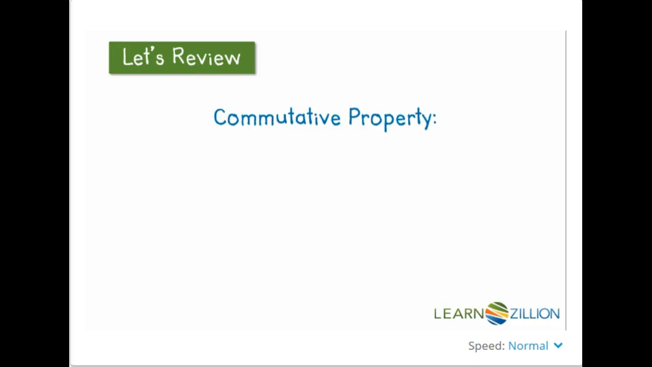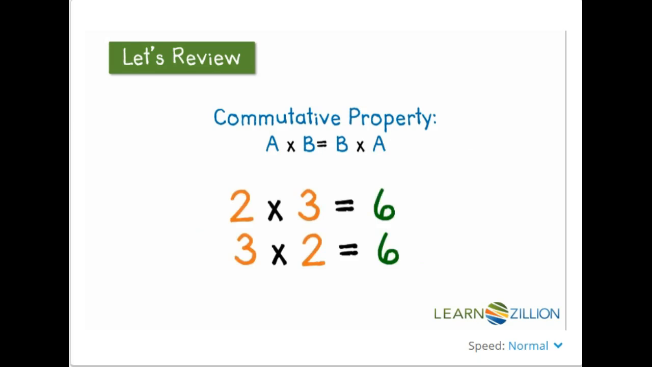So let's look at the commutative property. The commutative property says A times B equals B times A. And that means we know that 2 times 3 equals 6 is the same as 3 times 2 equals 6. The two factors can be in either place, the 2 times 3 or the 3 times 2. Once we have shown one set of factors, we don't list them twice. If we have the 2 and the 3, we have found those factors.